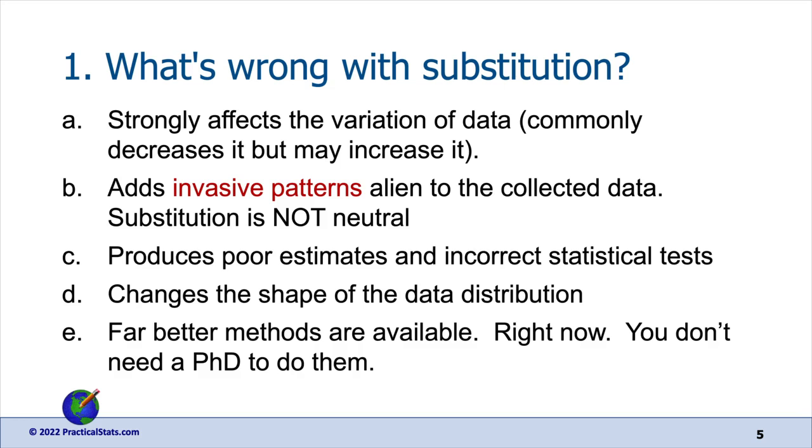You can get the wrong answer. You can find a trend that's not there in the field just by substitution. It produces a change in the shape of the data distribution. So the shape of the data, why do we care about that? That shape is used for a variety of decisions in statistics and in applications, such as risk analysis. And there are far better methods, finally, that are available. They're available right now. They've been available for decades. You don't need a PhD to do them, and you can find them in software.